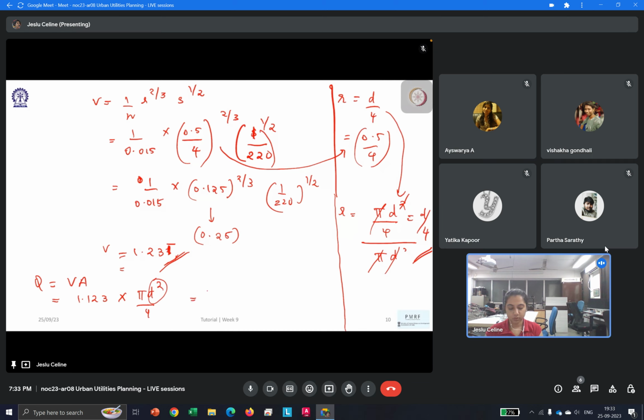So we'll just substitute 0.5 the whole square divided by 4. And yes, this works out to 0.22 meter cube per second. The velocity is in meter per second. Okay, very good that you're able to solve this in class itself.